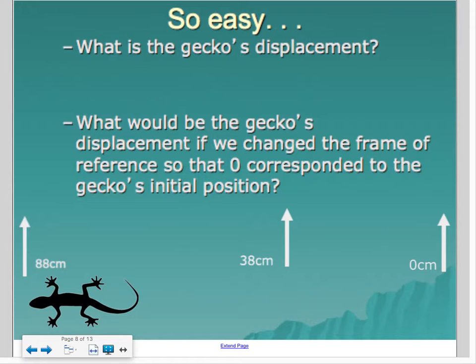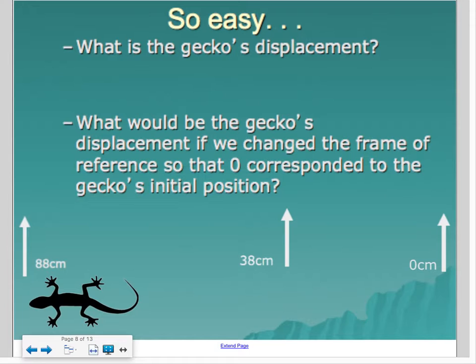So what did I change? The starting, or the initial, by changing the what? The frame of reference. Remember that distance or displacement is always going to be measured off of a frame of reference. So you have to pick that frame of reference.